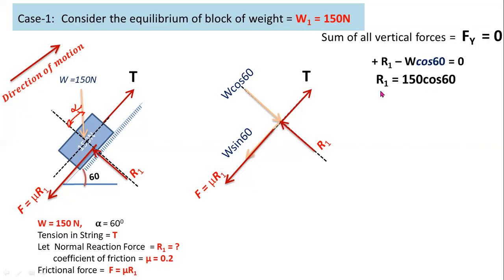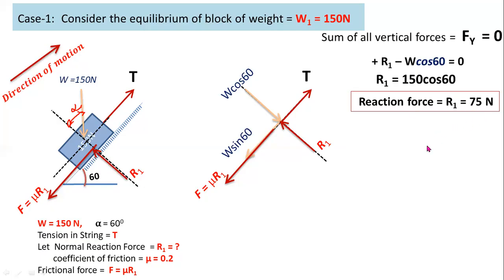So R1 is the reaction force. R1 equal to 150 cos 60. So the reaction force between the block and the plane is 75 newtons. R1 equal to 75 newtons. The reaction force between the block and the plane is R1 equal to 75 newtons.